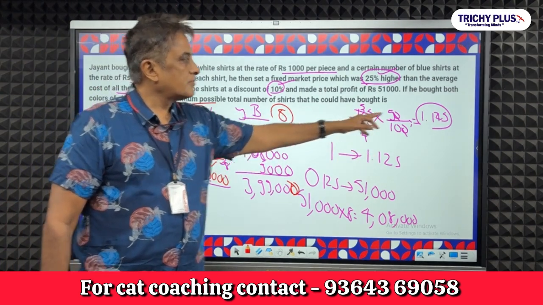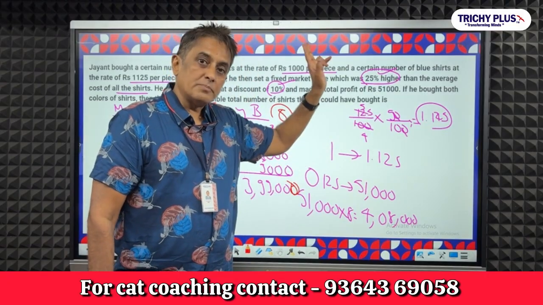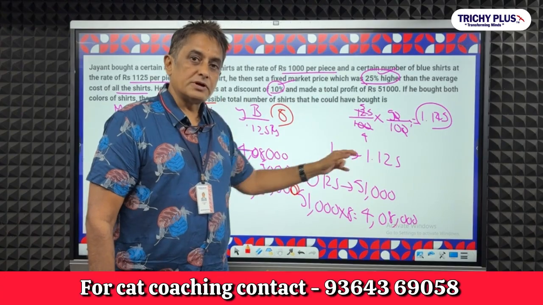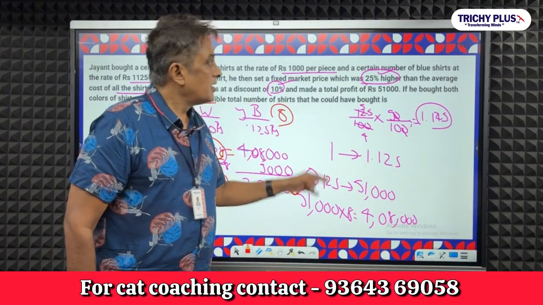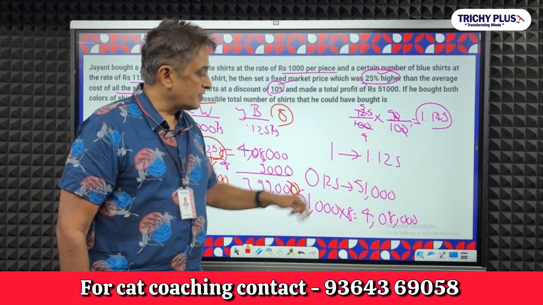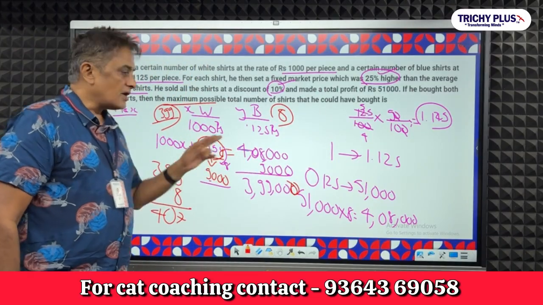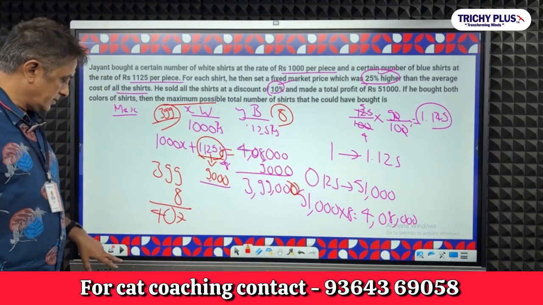So what happens, I get 1.125. My markup is 25%, my discount is 10%. That means one shirt will go for 1.125, with a profit of 0.125. But actually the profit is 51,000. So 0.125 is 51,000, and 1 is 4,08,000. And 4,08,000 is white and blue. You know the rest of the story.